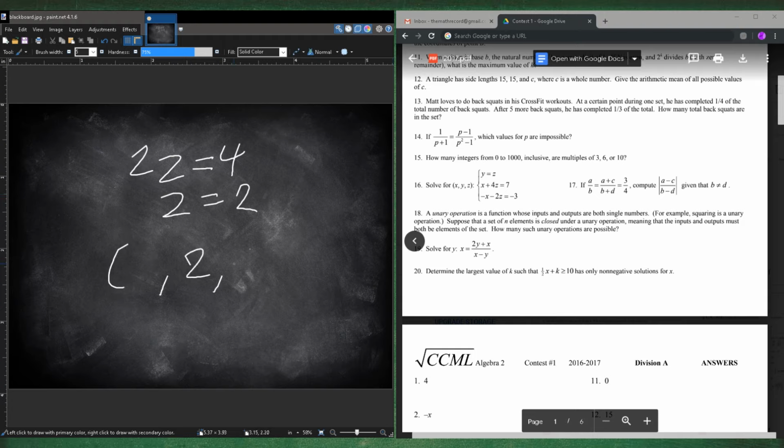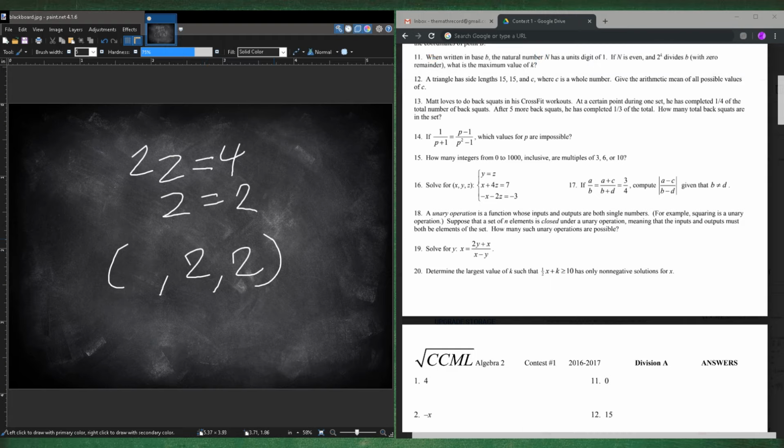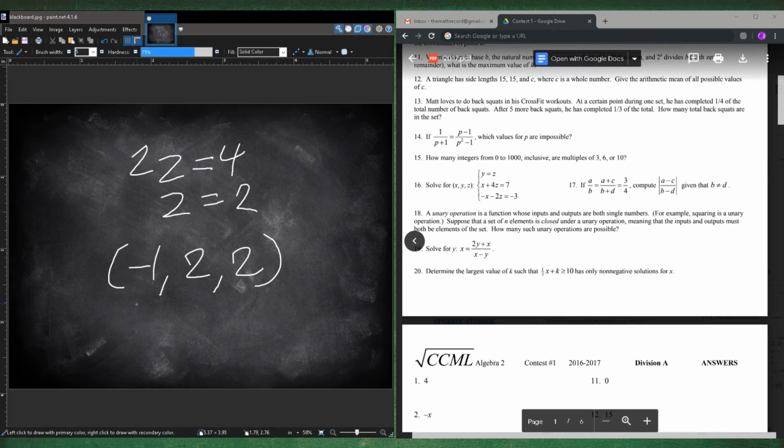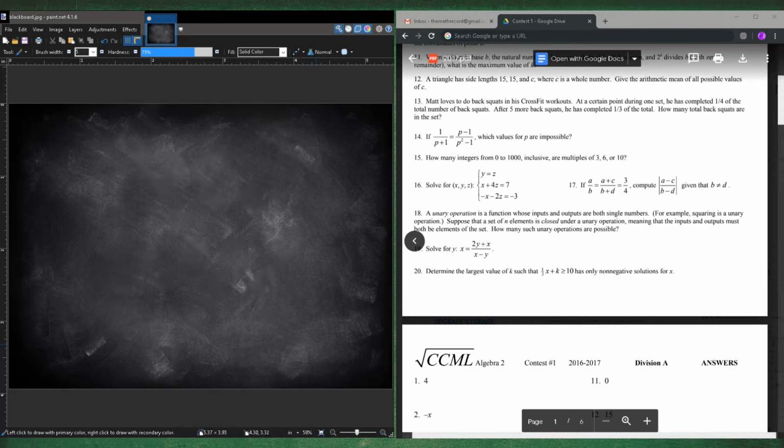So you have 2 and 2, right? So you plug in z is equal to 2 on the second equation, you get 8. So x plus 8 is equal to 7. So x is equal to negative 1. So the answer is just negative 1, 2, 2. Really just that simple. Okay.